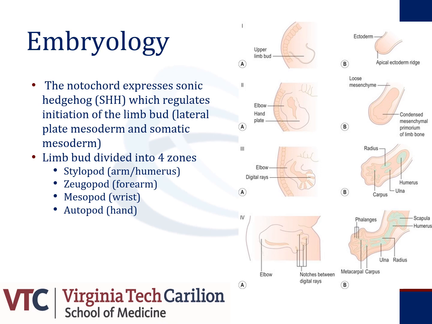Limb bud growth starts from growth of the mesoderm into the ectoderm, and the cells from the lateral plate mesoderm become the bone, the cartilage, and the tendon, whereas the somatic mesoderm forms the muscular, nervous, and vascular elements of the limb. The limb bud is divided into 4 zones of growth corresponding to different proximal to distal anatomic regions.